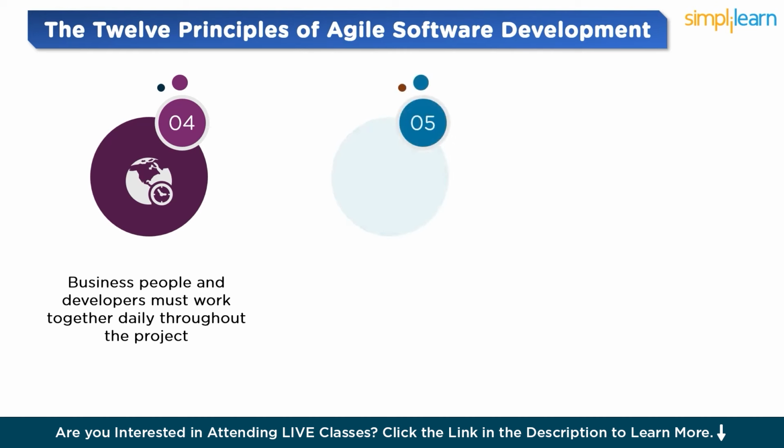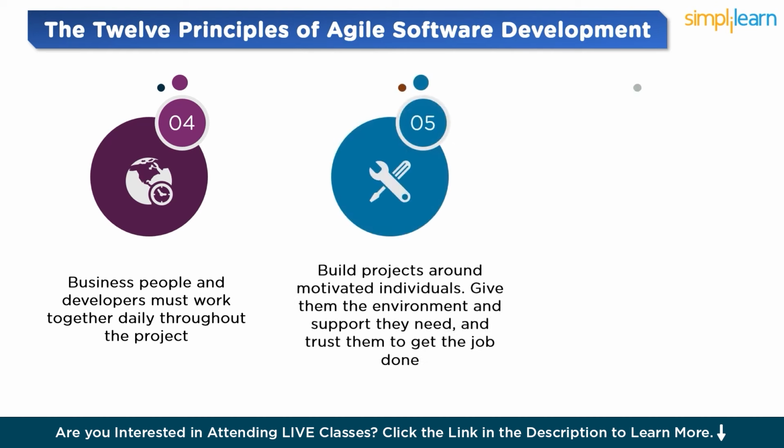Build projects around motivated individuals. Give them the environment and support they need, and trust them to get the job done. The project manager must establish a supportive and stimulating environment where team members are free to express their ideas and make recommendations for enhancing the output of the group. This results in a massive improvement in their general performance, eventually aiding the project. For example, allowing a developer to choose their tools or method of working to solve a problem can lead to more innovative and effective solutions.